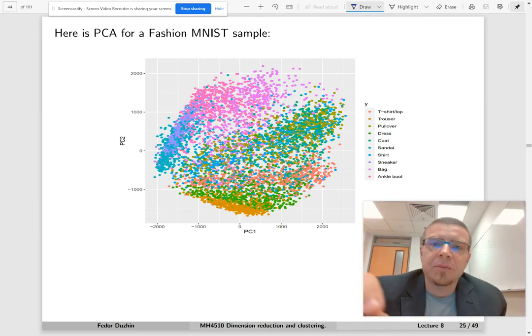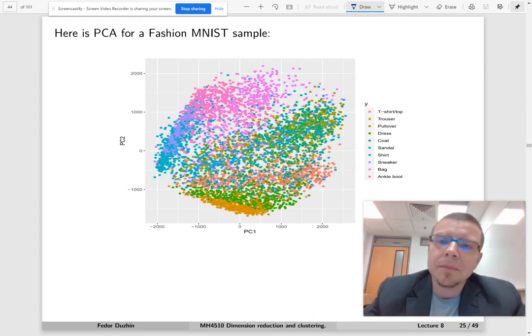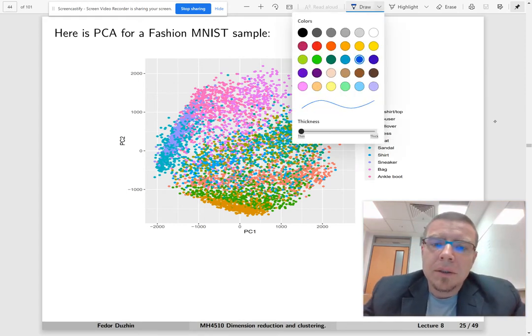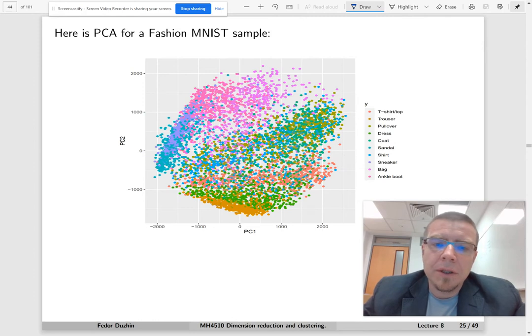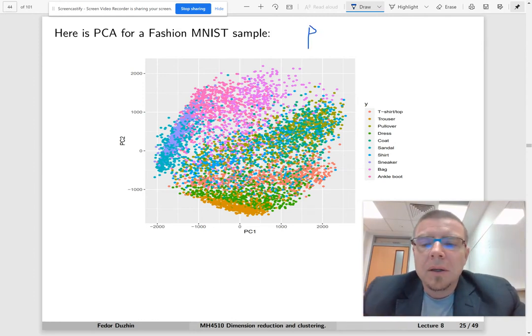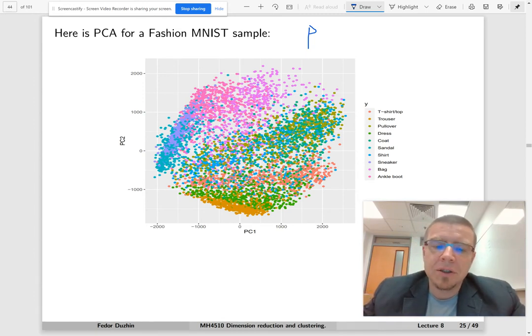This is the fashionista data set from Lab 7, right? Now, recall that in this data set, every observation is an image, a 28 by 28 grayscale image, right? So if we convert it to a vector, then the number of variables is going to be 28 times 28, which is 784, I think.